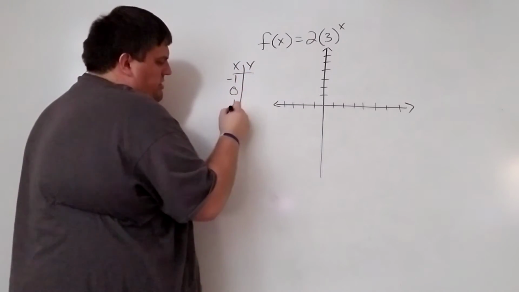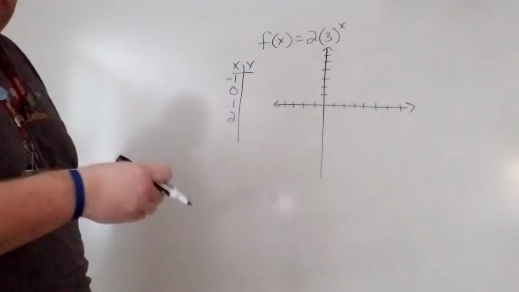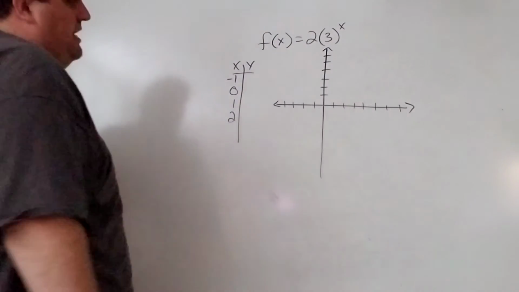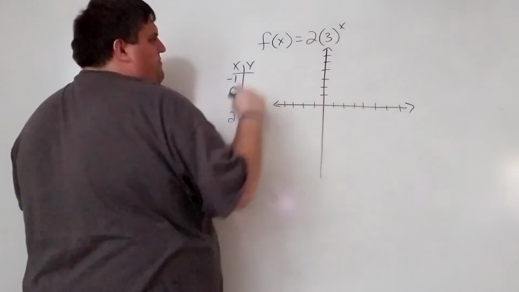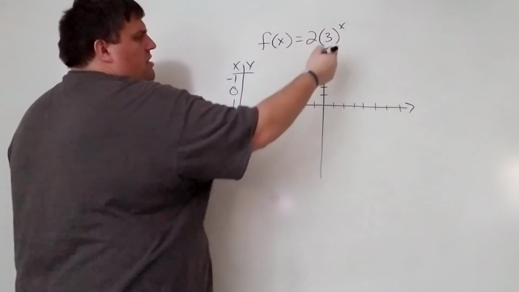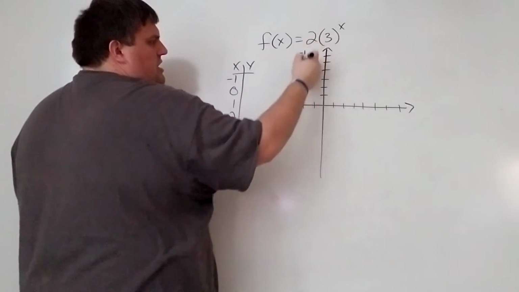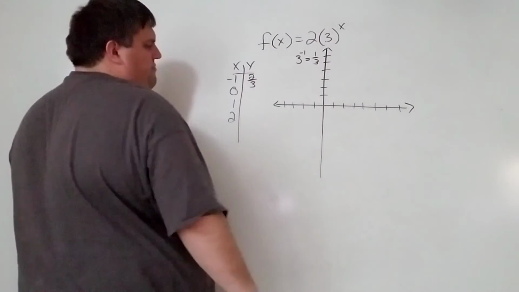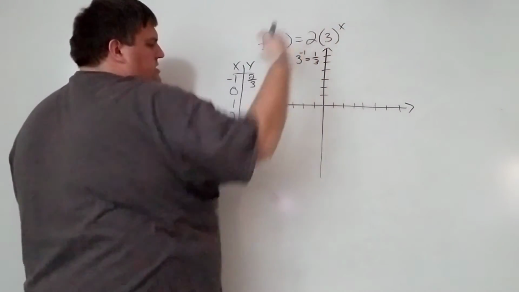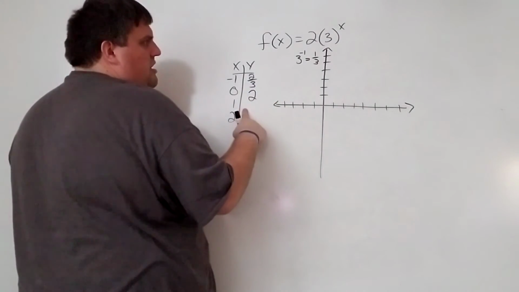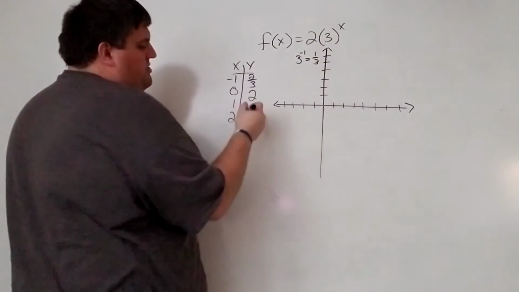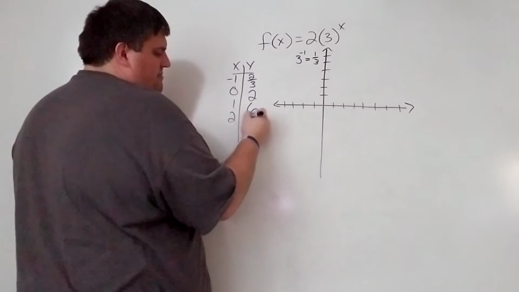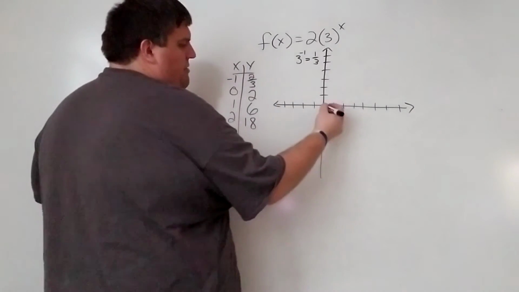And then we'll go 0, 1, 2. Just make a little rough graph. We kind of know what it should look like, right? It should be going up from left to right in an exponential form. But let's just check out what we get here. So 3 to the negative first is 1/3. 2 times 1/3 is 2/3. Plug in 0, 3 to the 0 is 1, 1 times 2 is 2. There's our y-intercept. Plug in 1, 3 to the first is 3, 3 times 2 is 6. And plug in 2, 3 squared is 9, 9 times 2 is 18. So we have exactly what we thought we were going to have.